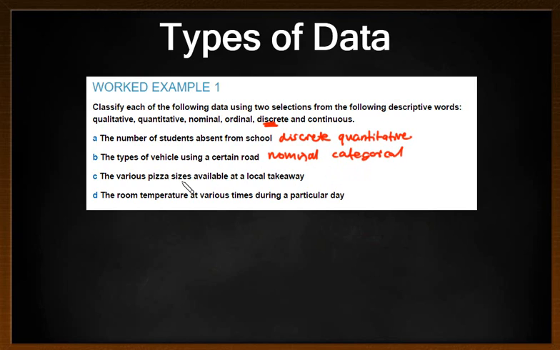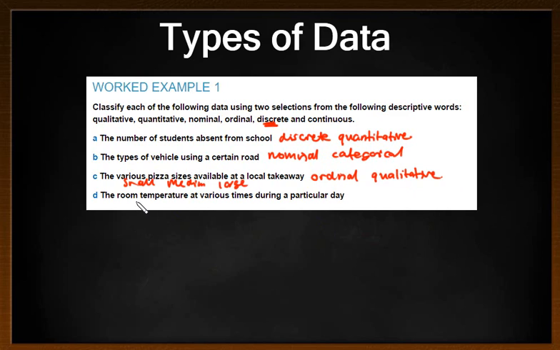The various pizza sizes available at a local takeaway. Now what are some possible sizes? You might say they might be a small, a medium, a large, etc. Now see how they're all words? And look, I've already put them in order from smallest to biggest. So we would call that ordinal qualitative or categorical. Okay, use the formalized word there. So again, they are words, so it's automatically categorical data or qualitative data, but because I could put them in order, we can call it ordinal.